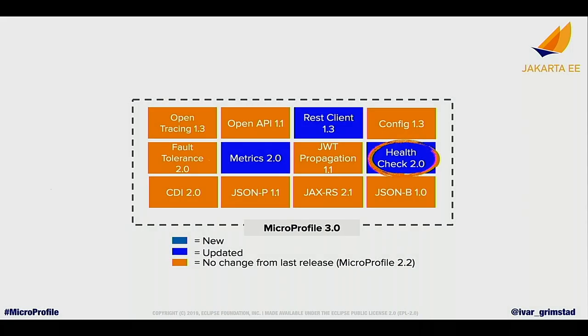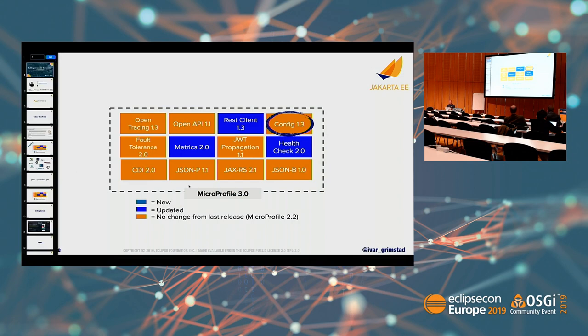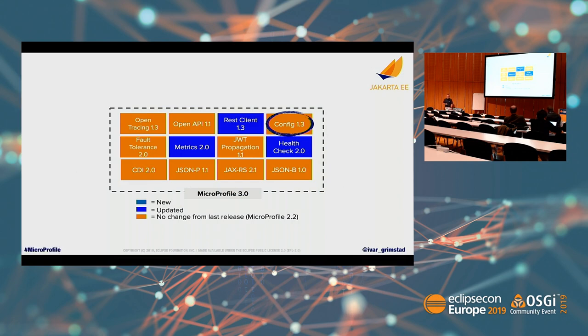So what I did now was to show the configuration, and I then demoed the REST client, or sort of demoed. And then I did show you the circuit breaker functionality with the fault tolerance spec. What I didn't have time for was to show you the JWT propagation, but if you just come up to me during the conference, I can demo it on my laptop. And also the OpenTracing, where you can trace your requests over services and look at them at Zipkin, for example.